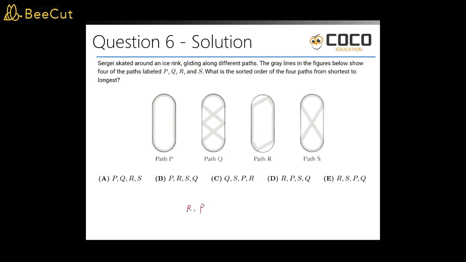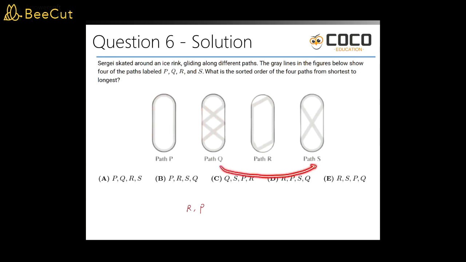The other two are longer because this is a triangle. And you can see that these two lines added together are longer than this line here, which is what we have in the path P. So Q and S, they are more than P.